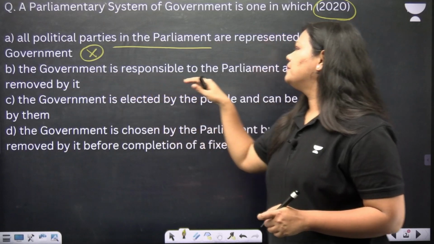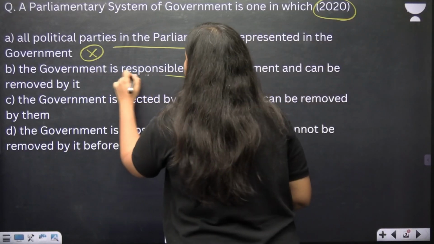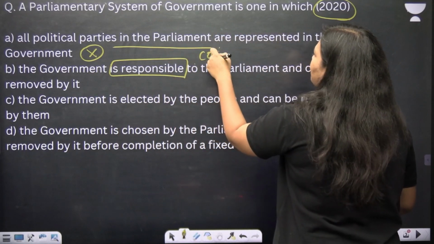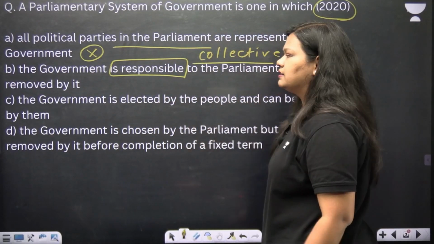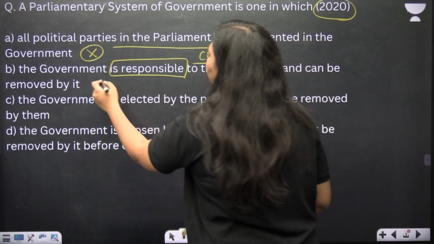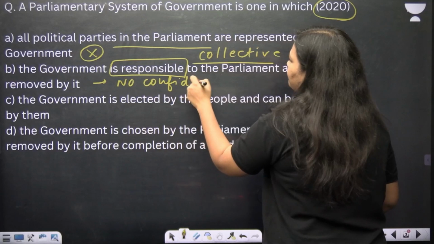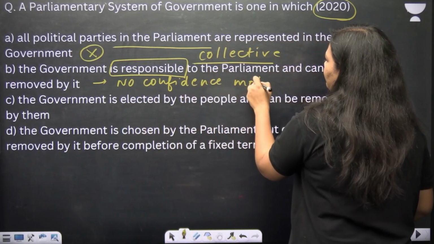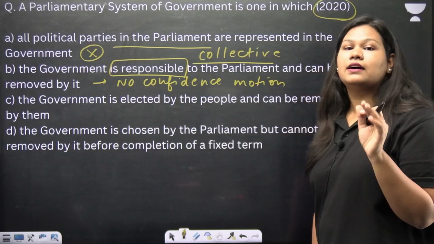Option B is the government is responsible to the parliament and can be removed by it. This is correct because government is responsible and what we call is a collective responsibility. So this is correct and it can be removed by it. It can be removed by no confidence motion. So far option B is correct, but let's try to eliminate other options as well.